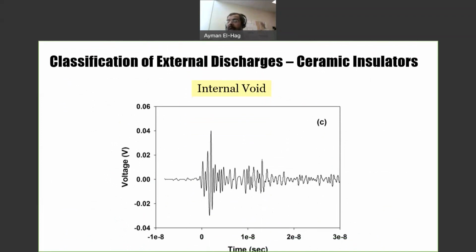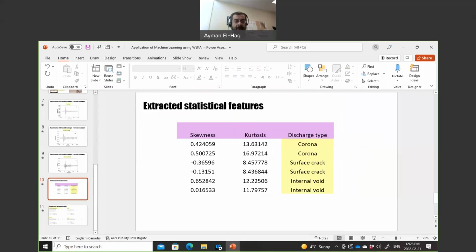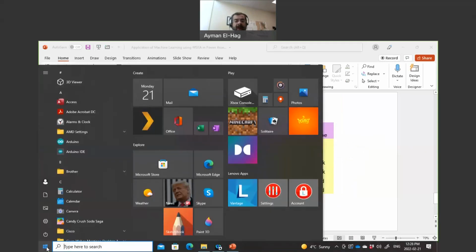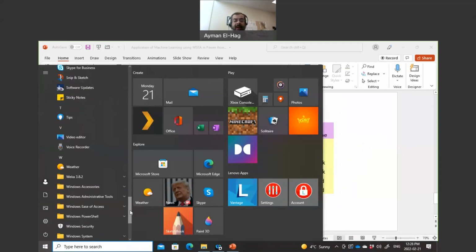Now we did extract two features, which are the kurtosis and the skewness. And these are some typical values for the corona, for the surface crack, and for the internal void. These are some typical values of the skewness and the kurtosis. Now let's go to our exercise, and let's go to WEKA, and we will try to see what classification accuracy we can get using WEKA.